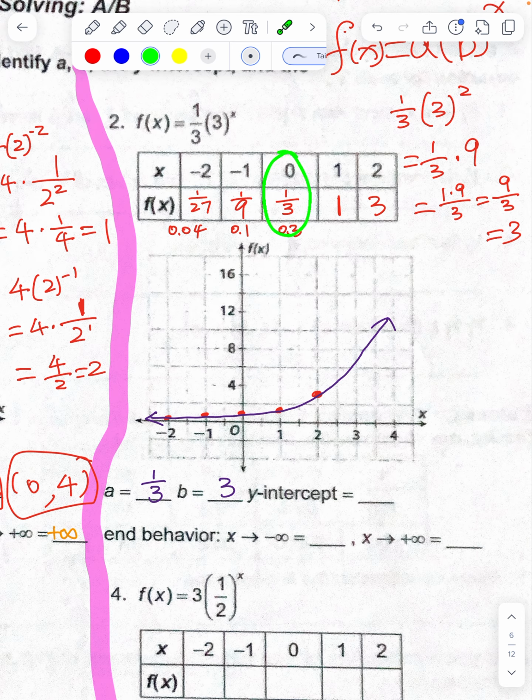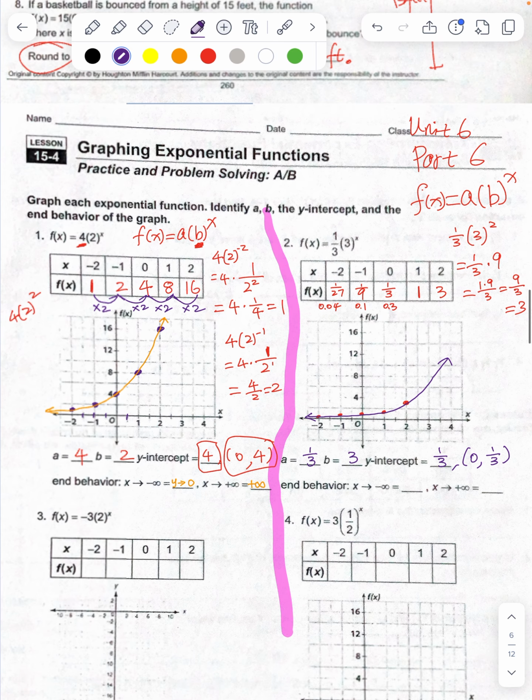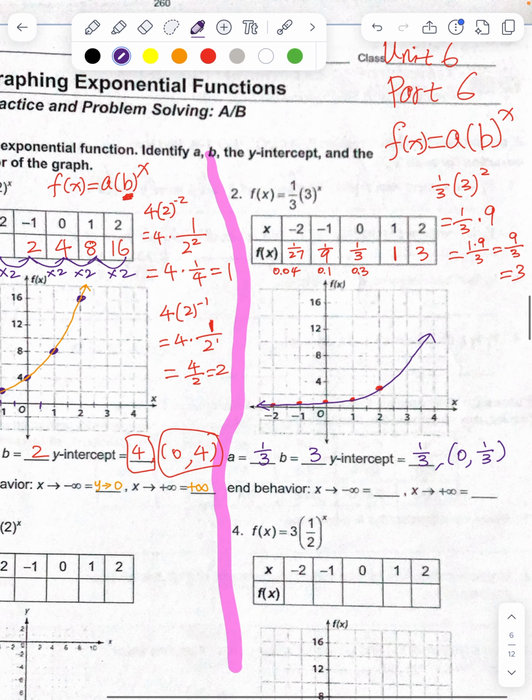Y-intercept is when x equals 0. The y-intercept is just a, so 1/3. Or you can put x equal to 0, the y value is 1/3. Either way. And the end behavior is the same as the first one, even though the graph is a little bit different.